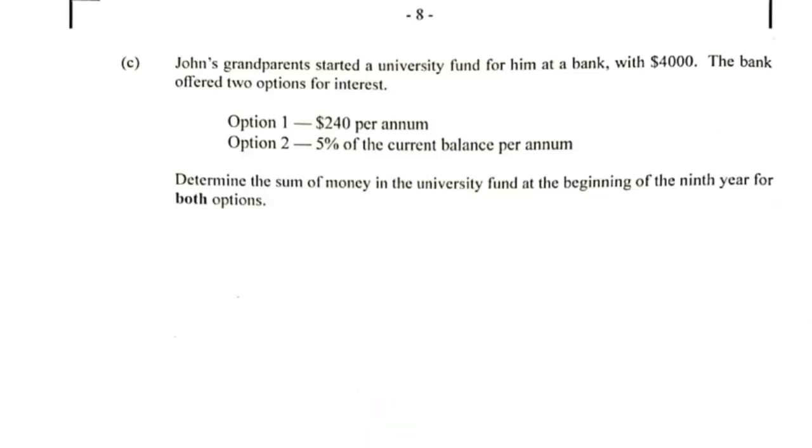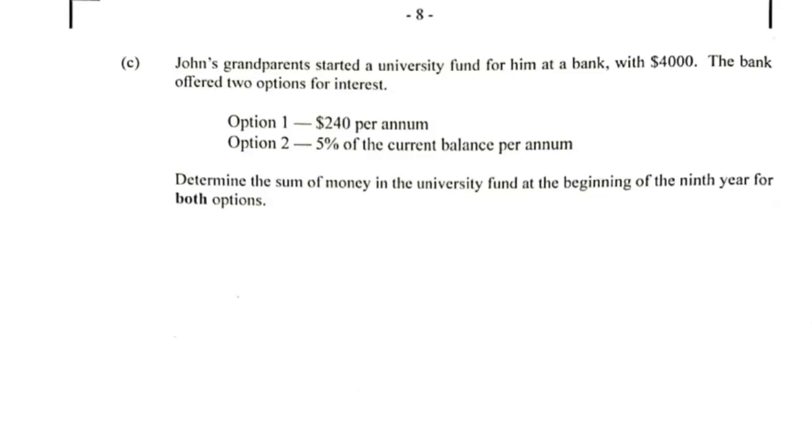Next, John's grandparents started a university fund for him at a bank with $4,000. The bank offered 2 options for interest. Option 1, $240 per annum. Option 2, 5% of the current balance per annum. Determine the sum of money in the university fund at the beginning of the 9th year.